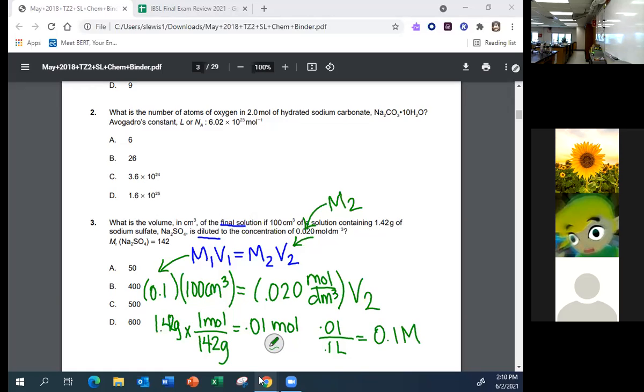And then you would solve for V2. I think this one comes out to 500 when you do that. So that's a lot of math, but that's the amount of thinking you kind of have to do to get through that. I do find 3 to be a bit of a challenging question on this test.